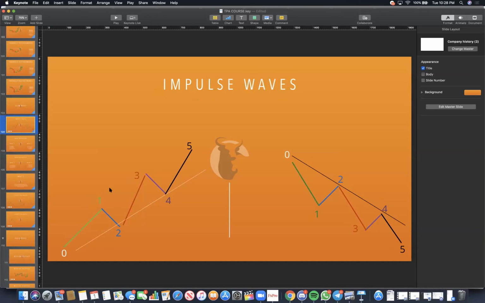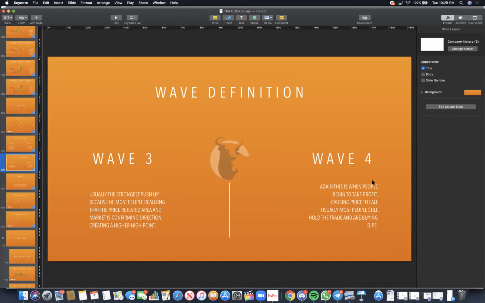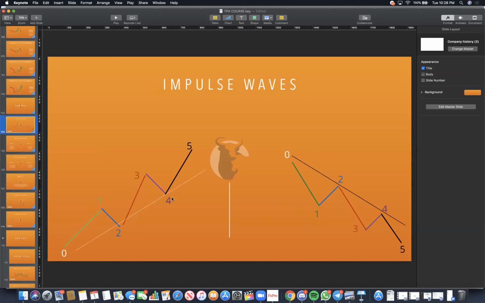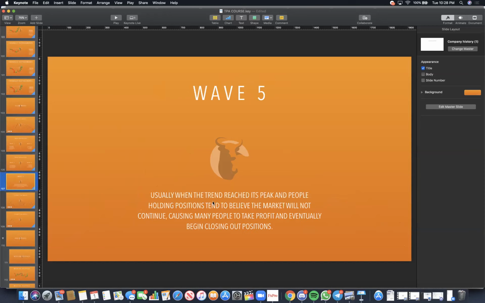There was a broken level. The market broke past the previous higher high, creating a new higher high, the market has to also create a new higher low. So when the market comes back down, again, this is when people begin to take profit, causing price to fall. Usually most people still hold on to the trade and they re-enter that trade on a buy, causing the next wave, which is the fifth wave, okay?